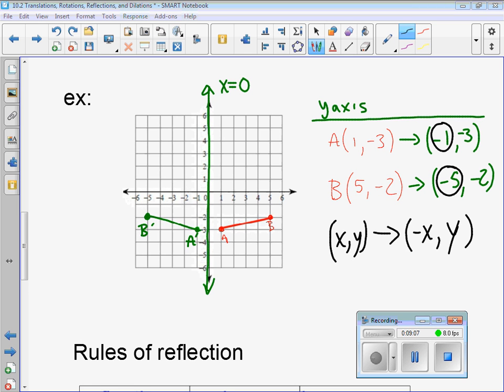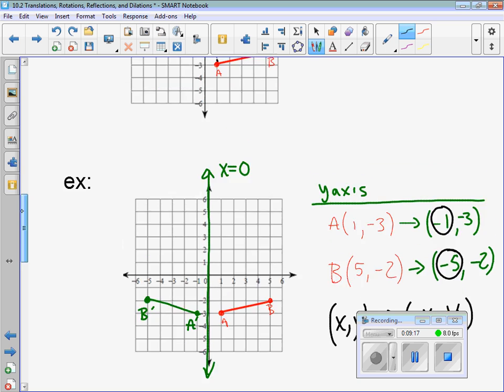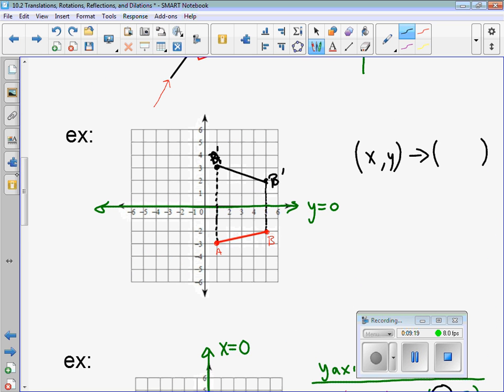Okay, so that's kind of what we call a reflection rule, right? It takes x and y and moves it to the opposite of whatever the x is, and then the y. Let's see if you can do the same thing. Let's go back to the previous problem and see if you can come up with the rule for this one, where you're reflecting across the x-axis.